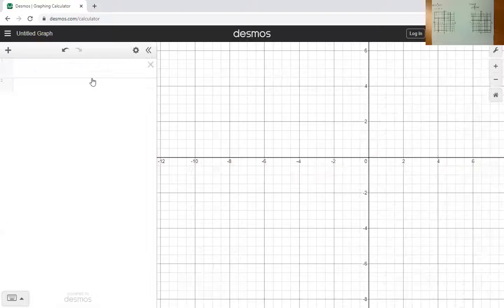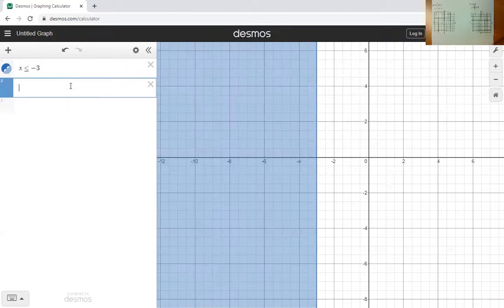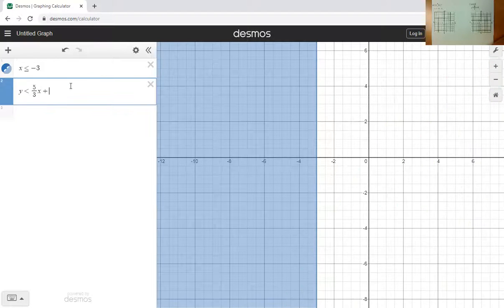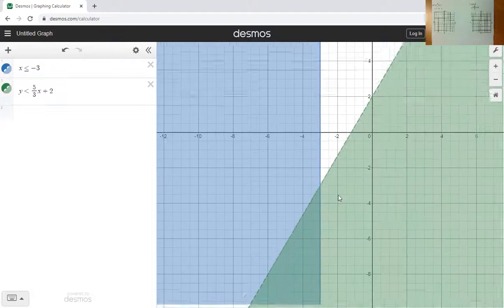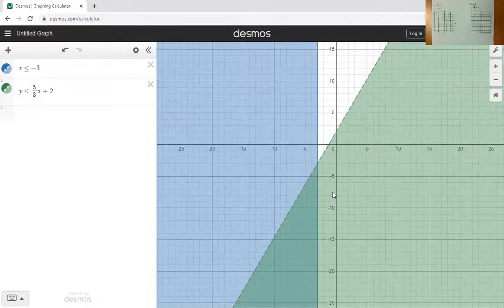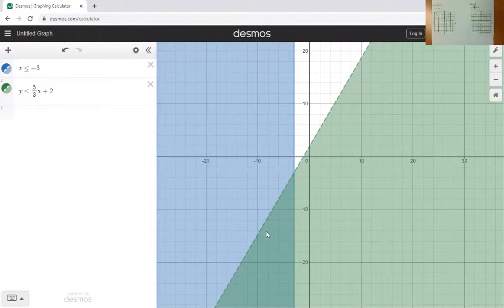All right, and then let's see our last one. So x is less than or equal to -3. That's a vertical line. And y is less than 5/3 x plus 2. So here's our solution set down here. Question for you, will that solution set ever be in any quadrant except for the third?